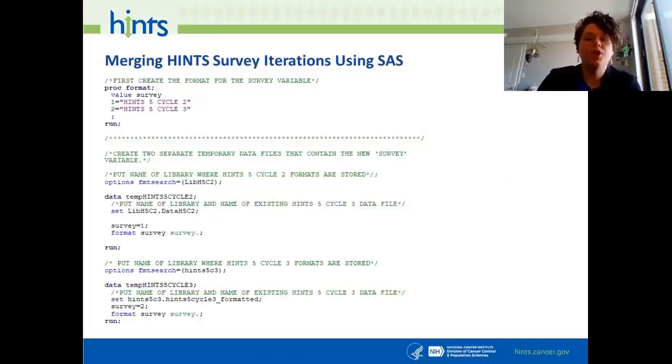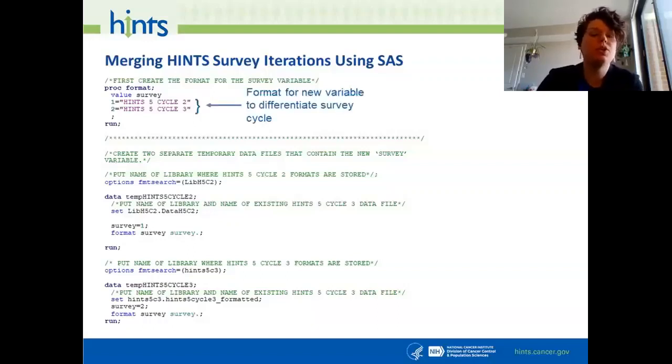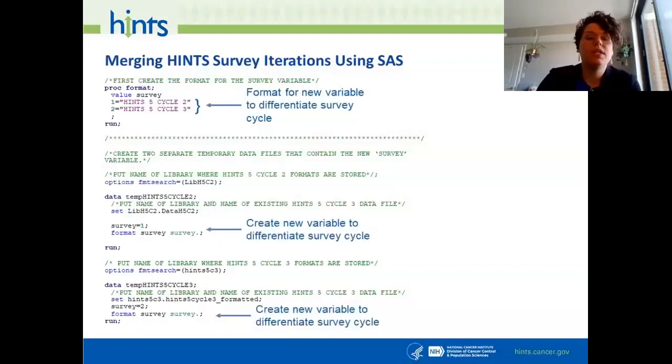So first, to show you how to merge your HINTS survey iterations using SAS, I've provided some SAS code here. The first thing that you need to do is create a format for a new variable to differentiate between your different survey cycles, because again, we are assuming that there are no group differences within your HINTS 5 cycle 3. Next, you would need to create a new variable to differentiate between the different survey cycles. And then you would run this code.